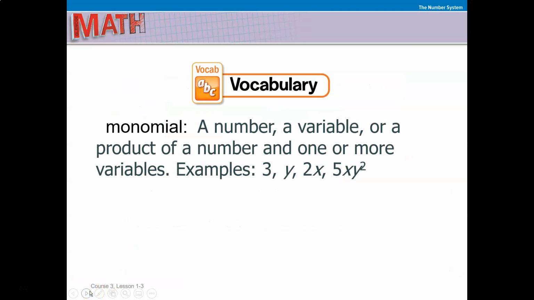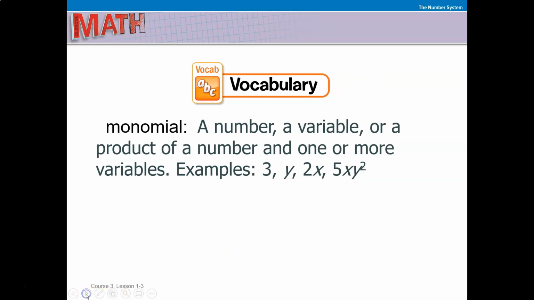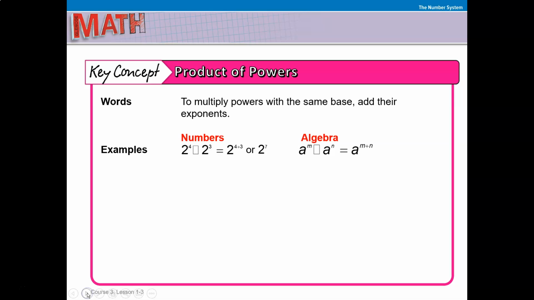You need to know what a monomial is. A monomial is a number, a variable, or a product of a number and one or more variables. 3y, 2x, 5x squared, those are all monomials.